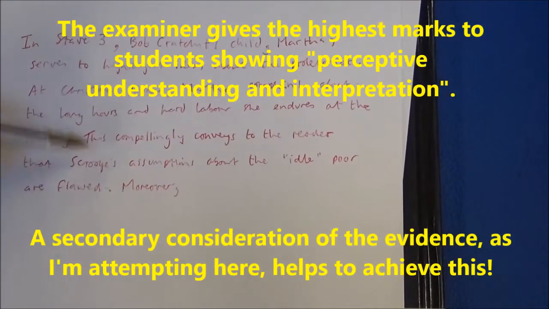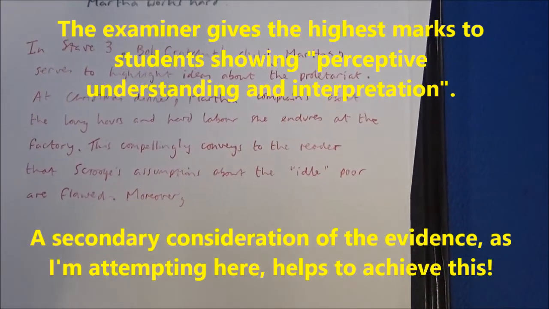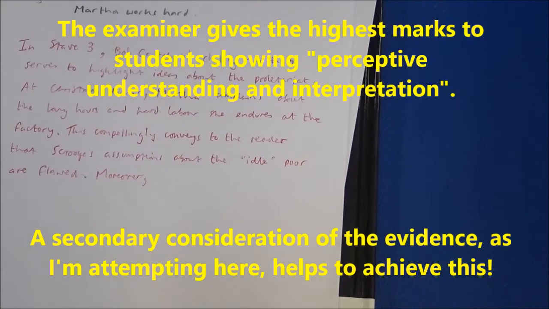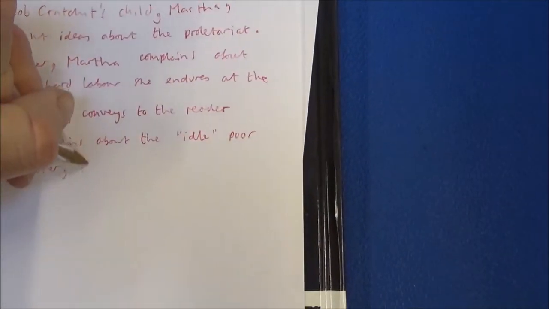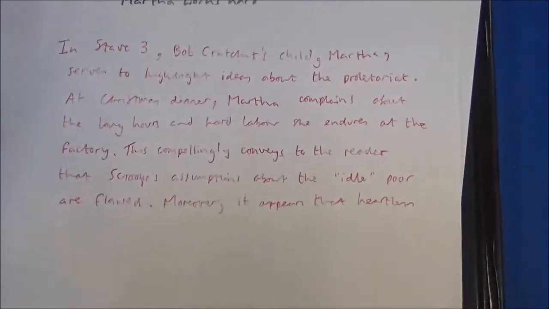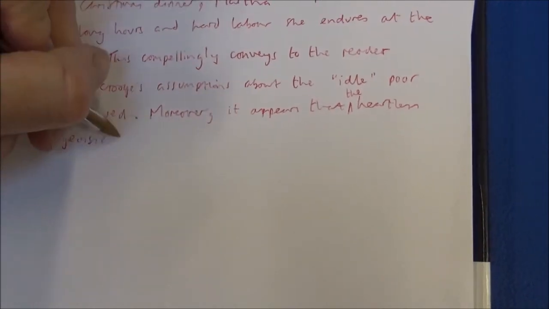I'll be honest, folks, I'm blissfully happy with that paragraph. All I'm doing now is adding value, pushing for those 8s and 9s by giving a kind of deeper interpretation. So moreover, it is implied the heartless nature of employers. It appears that heartless employers, the heartless bourgeoisie, that's that high level term for the ruling class, the ones who own the factories, which I hope I spelled correctly, are to blame for the poor's plight.